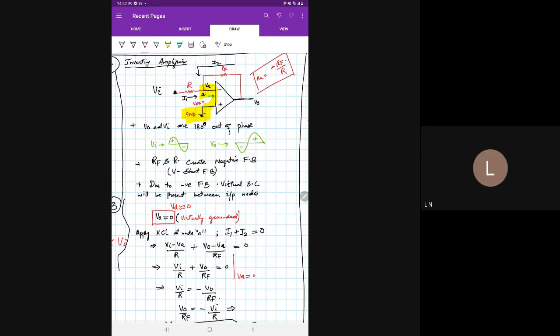VD is nearly zero. That means when VD is nearly zero, V positive is equal to V negative. So the differential input is nearly zero, therefore VA will be equal to zero.